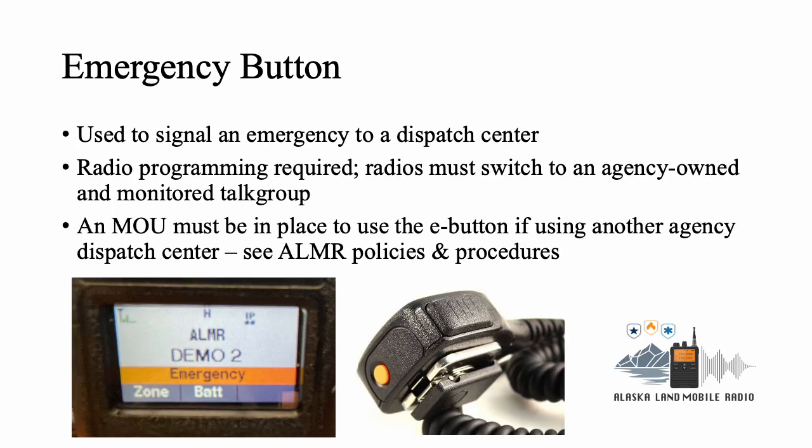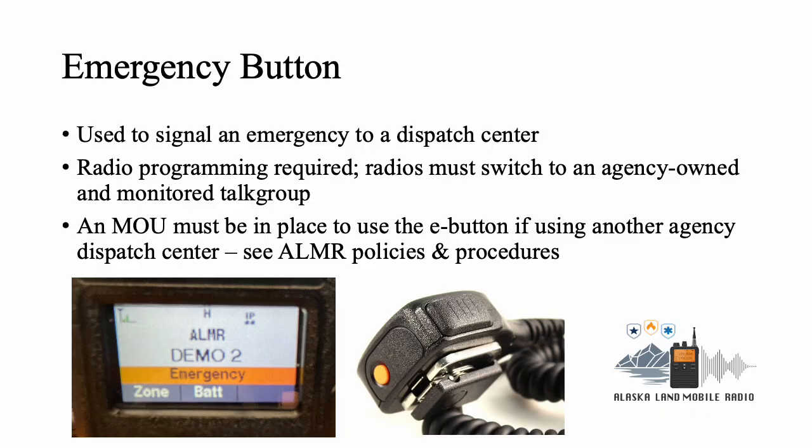A common advanced feature that is used on many subscriber units is the emergency button. This button is used to signal an emergency to the dispatch center, indicating that the radio recipient or the radio user has an emergent situation that requires immediate assistance. Radio programming is required for this function. Radios generally switch to an agency-owned and monitored talk group through programming when this button is depressed.